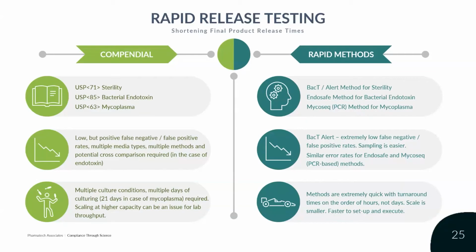The MycoSeq method is much quicker than 21 days. BacT-Alert is much quicker than the multiple days of incubation time. And ultimately these can scale as well, because if you think about how many samples I have to culture in the compendial methods, that can continuously add to your footprint. So if you're really trying to scale as an early phase organization, that becomes really difficult.